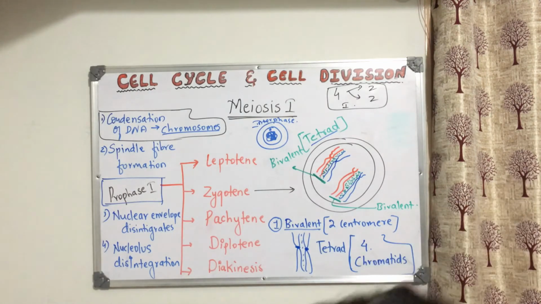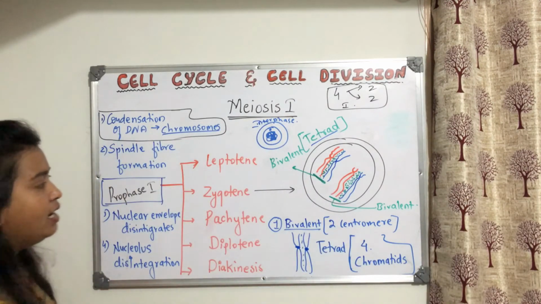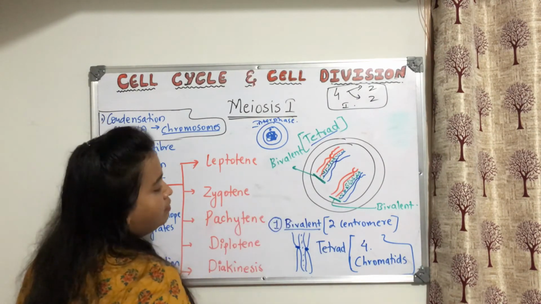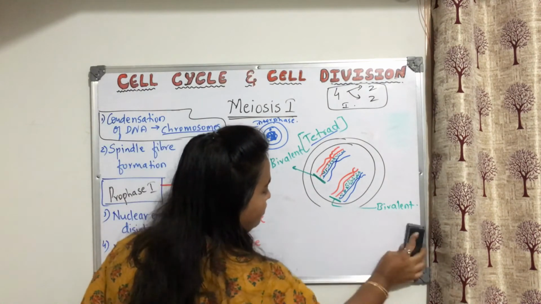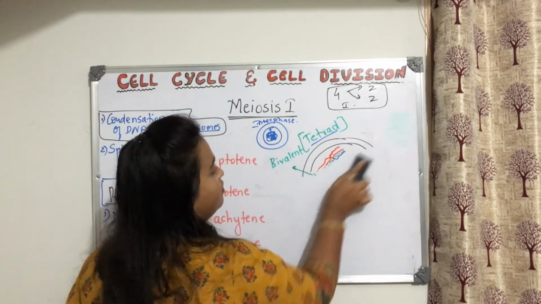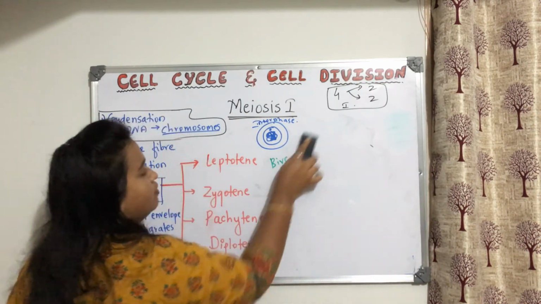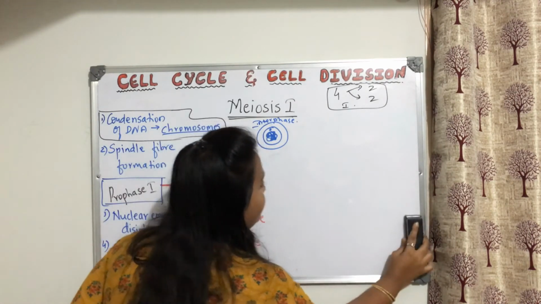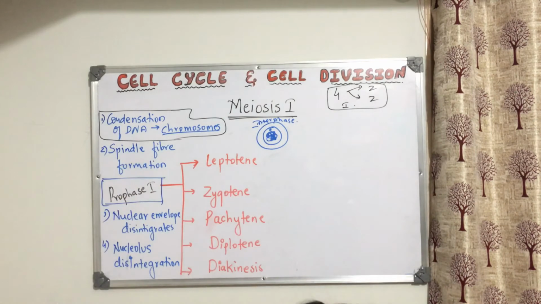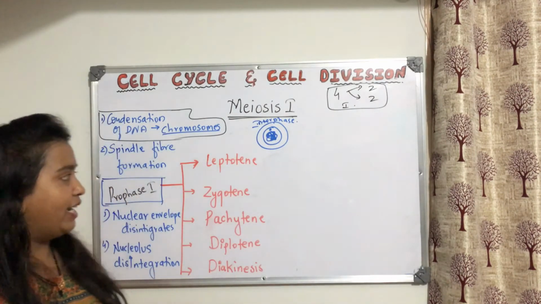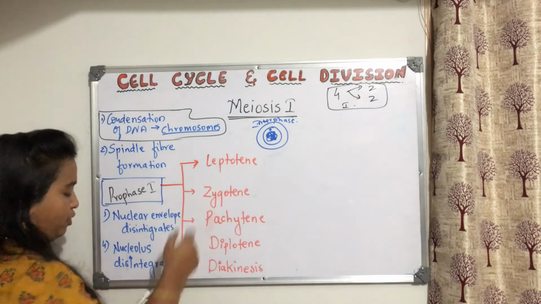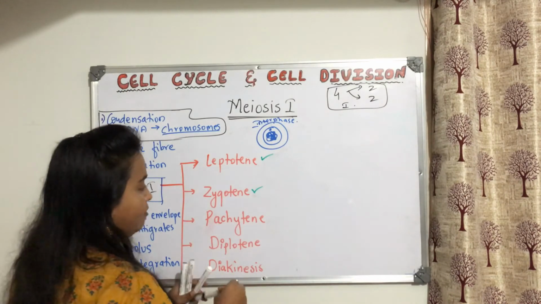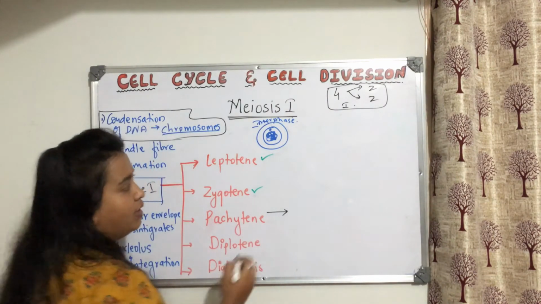Okay, fine. So I hope you understood zygotene. Let us move on to pachytene. You can remember this very easily in the form of a story. Okay, fine. We will discuss that. Now we have completed leptotene. We have completed zygotene. Now let us see what we mean by pachytene. Now in pachytene, again let us draw the cell.